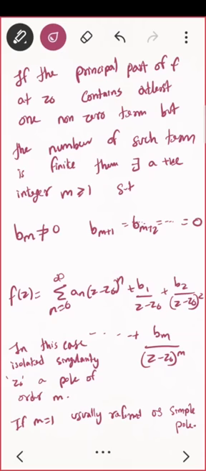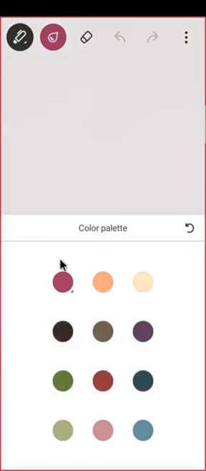So let me give some example. Suppose you have this, say (z square minus 2z plus 3) upon (z minus 2). Okay, so what is the singularity here? What is a singularity? Singularity means where the function is not analytic. So at z equal to 2, the function is not analytic.